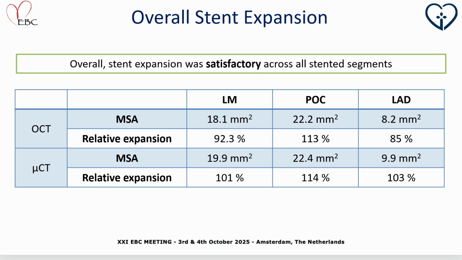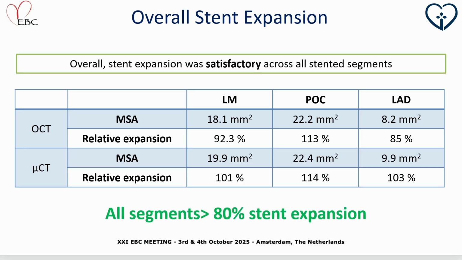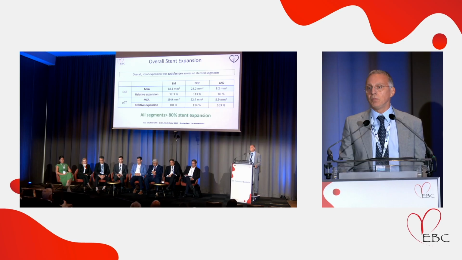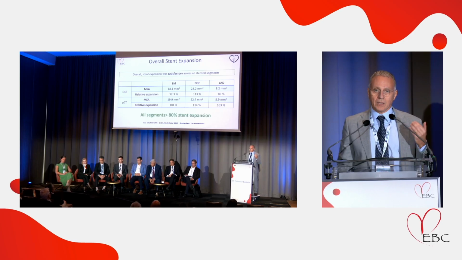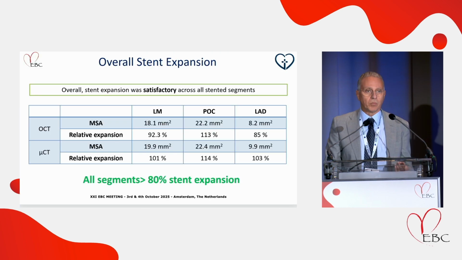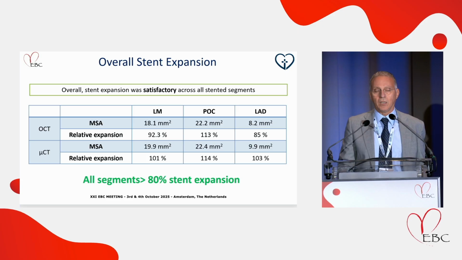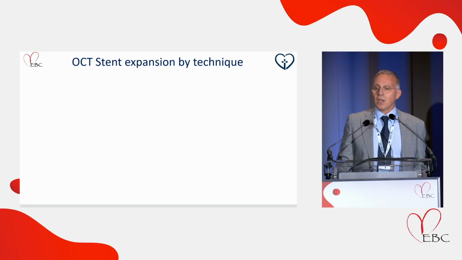This means that the stent expansion is satisfactory across all stented areas, with all segments having more than 80% stent expansion. So this means that with last generation drug-eluting stent, in a trifurcation model where there is a significant step up, it is possible to have with all these techniques a very good expansion of the stent.